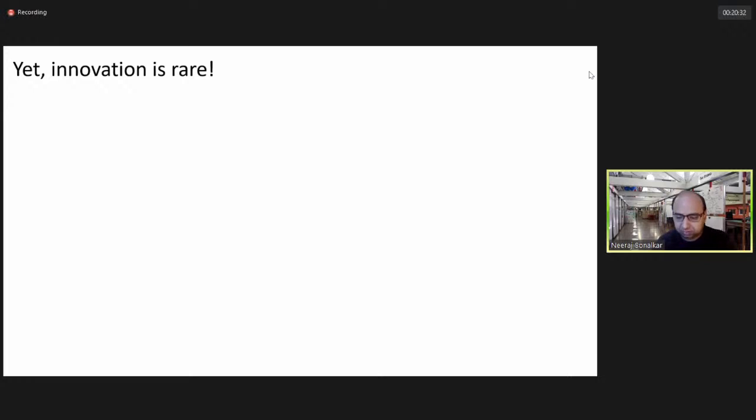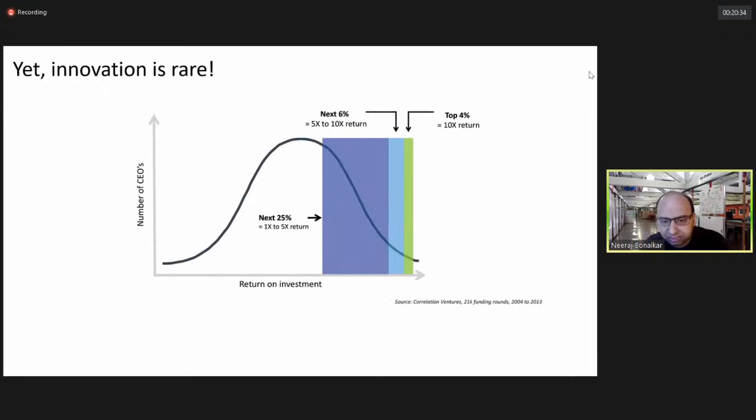One of the interesting diagrams or data that we have on how innovation is rare is this little graph, which actually comes from the startup venture capital world. On the y-axis here, it says number of CEOs, but that also means number of deals done by a venture capitalist. And on the x-axis, you have return on investment. And what it tells you is that 65% of deals which are done by VCs lose money.